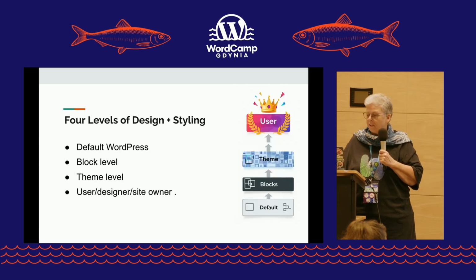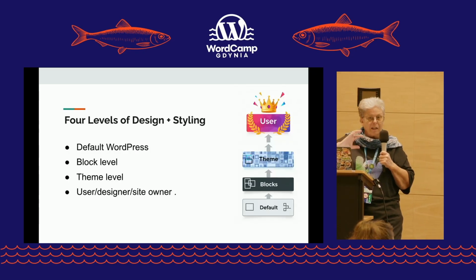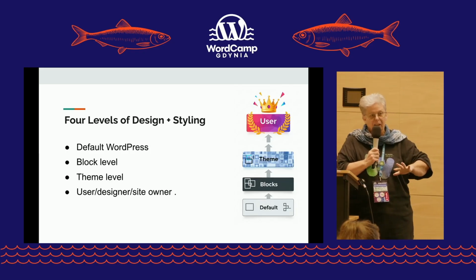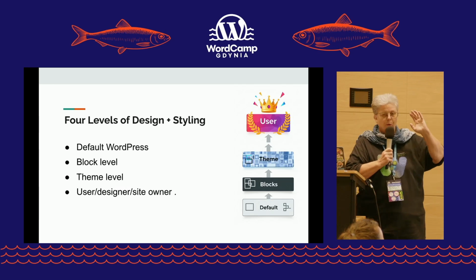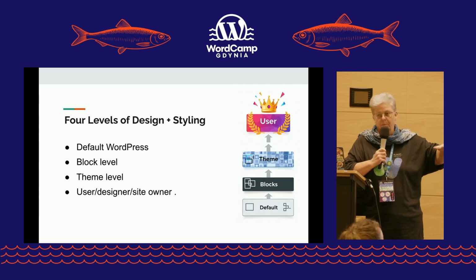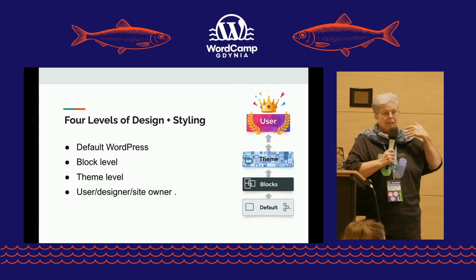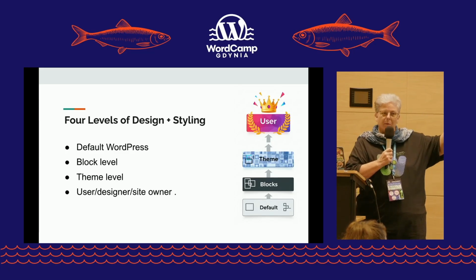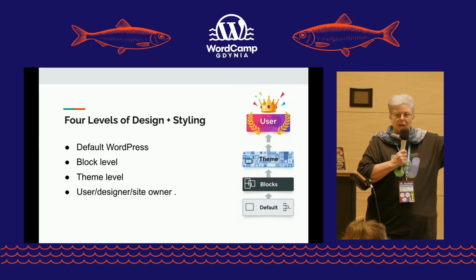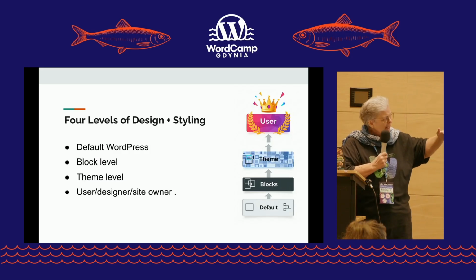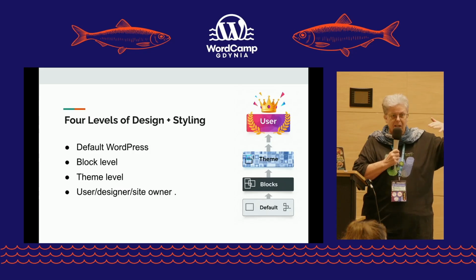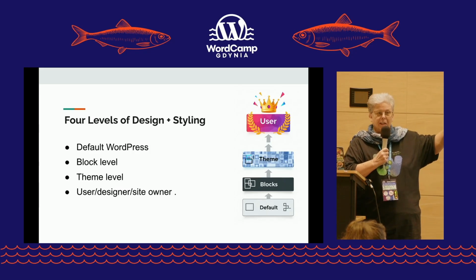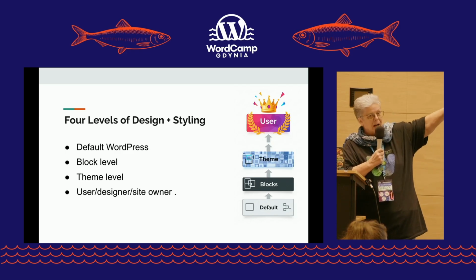But it also has multiple levels of complexity. For the design and the styling, we start at the default, where WordPress has some opinions about styling and design. Then comes the block level, and then comes the theme level. Each one of them overrides the previous stylings. And then as the latest level, the user, designer, or site owner changes things in the site editor. And you see the hierarchy there.